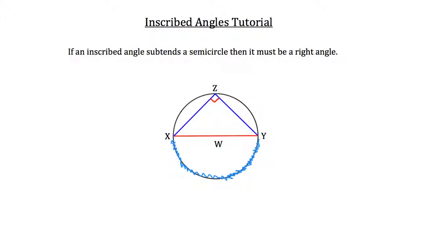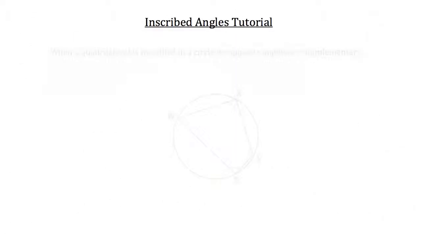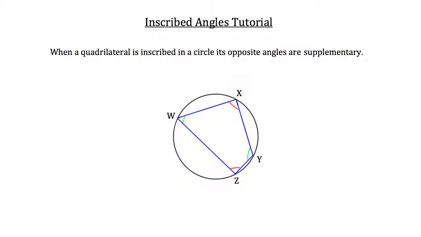Now lastly, let's take a look at what happens when you inscribe a quadrilateral inside of a circle. When a quadrilateral is inscribed in a circle, its opposite angles are supplementary. So in this case, we have quadrilateral WXYZ. Now W and Y must be supplementary, and X and Z must be supplementary. Now remember, supplementary means that they add up to be 180 degrees together.